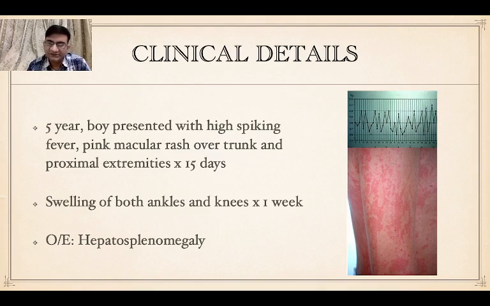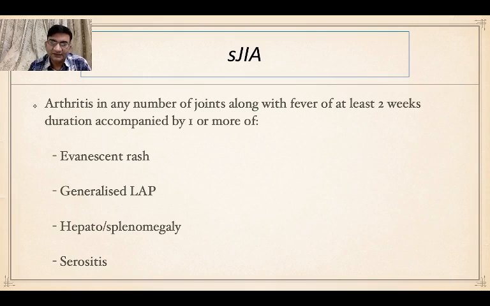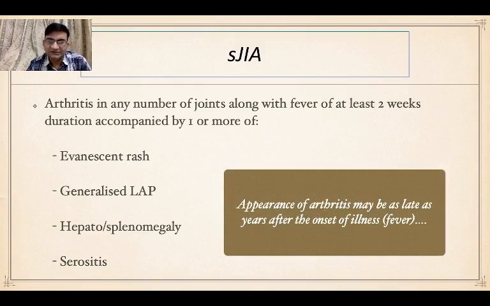Now, looking at this child, this can be anything, like any infection can present like this, fever for 2 weeks, swelling of both ankles and knees, hepatosplenomegaly. So infections and malignancies are very important differentials of this condition, which is known as systemic juvenile idiopathic arthritis. The classification criteria say that arthritis in any number of joints along with fever of at least 2 weeks duration. So unlike 6 weeks, which is there for usual JIAs, we have 2 weeks of fever along with any one of the following: evanescent rash, generalized lymphadenopathy, hepatosplenomegaly, serositis. So these features can be seen in many other conditions as well.